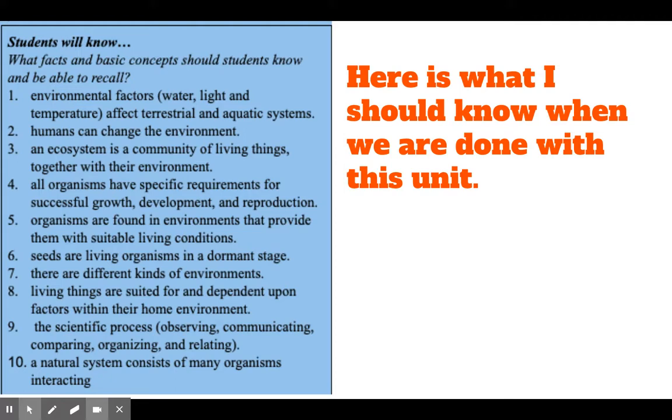And then there's a scientific process that we're going to discuss about observing and then communicating some observations, comparing what we might see at one time versus another, organizing, and then relating to our own existence to make sense of the understanding. And then there's a natural system that consists of many organisms interacting, and we are all organisms that are interacting, and hopefully we all get along.